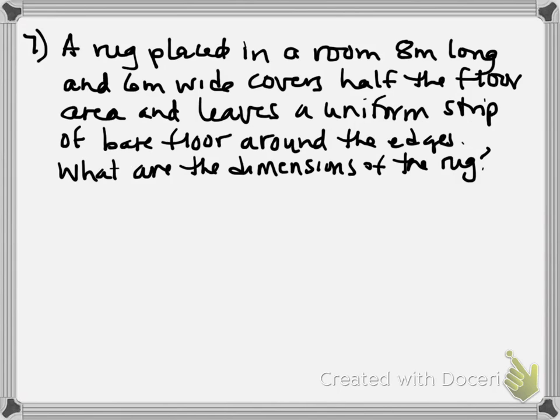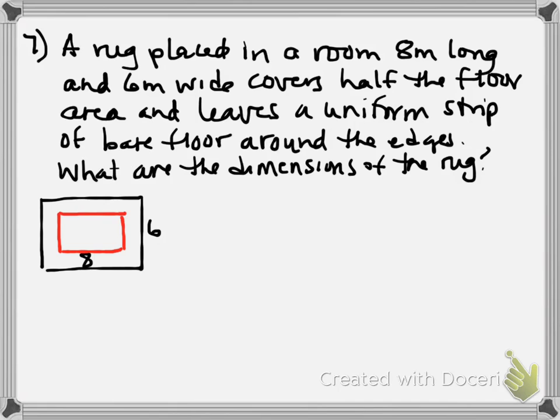So thinking back to problems that we dealt with area and rectangles, what is this most like? Yeah, it's most like a frame. Okay, so we have a room. And what are the dimensions of the room? We have an 8 feet by 6 feet. So longer's got to be the 8, shorter's got to be the 6. And then we put in a rug. And the rug is placed so that there's a uniform strip of bare floor that shows.